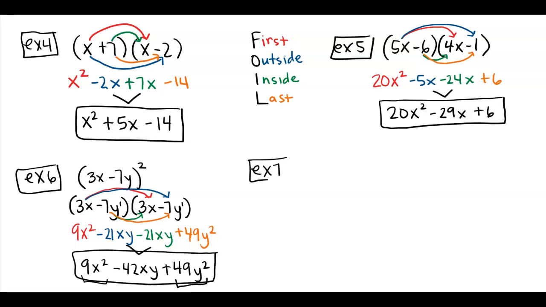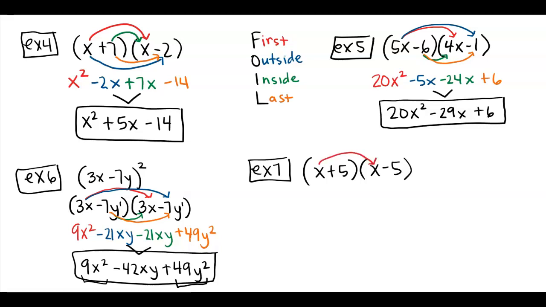Okay, we're going to do one more. I want to show you something kind of cool that happens here. Notice that these are almost the same. We have x plus 5, and then this one is connected by subtract instead of plus, so x minus 5. When we multiply those types of binomials together, look at what happens.